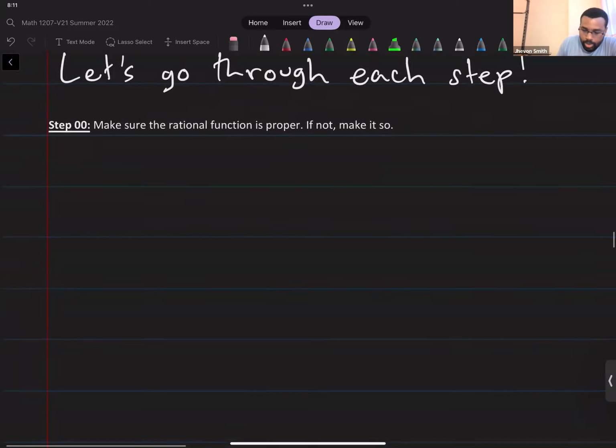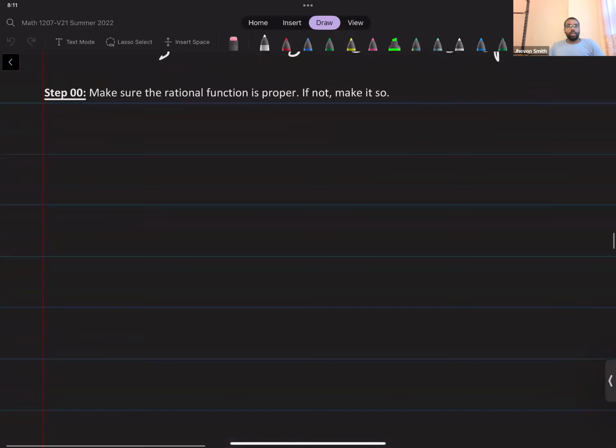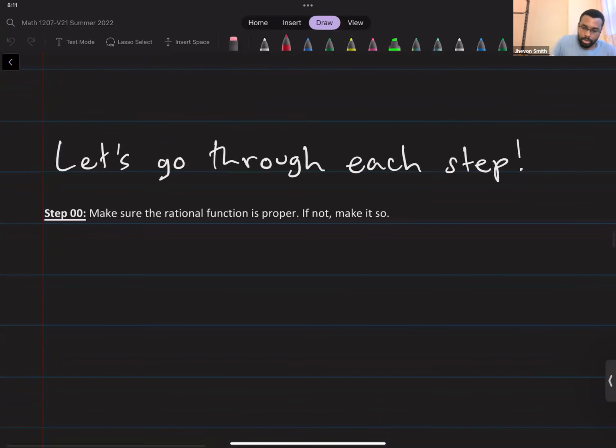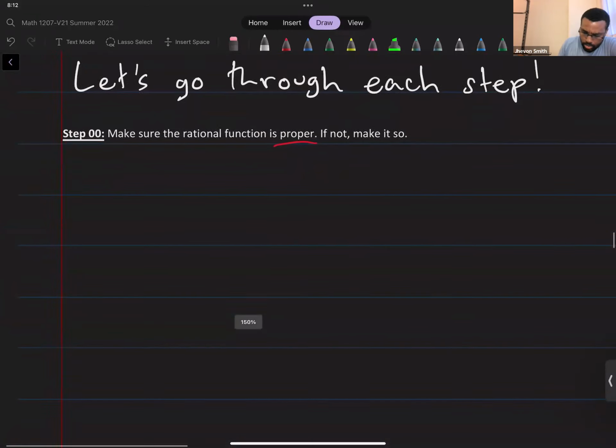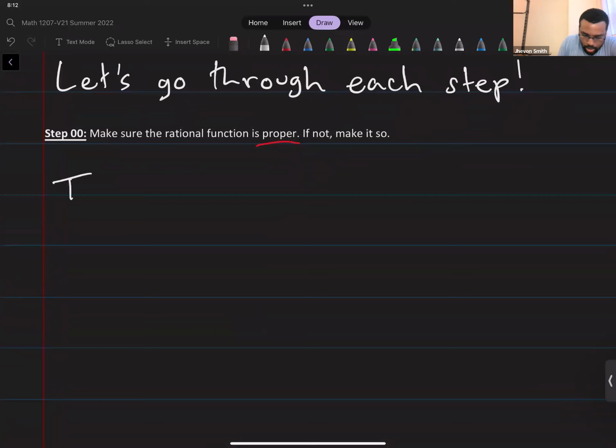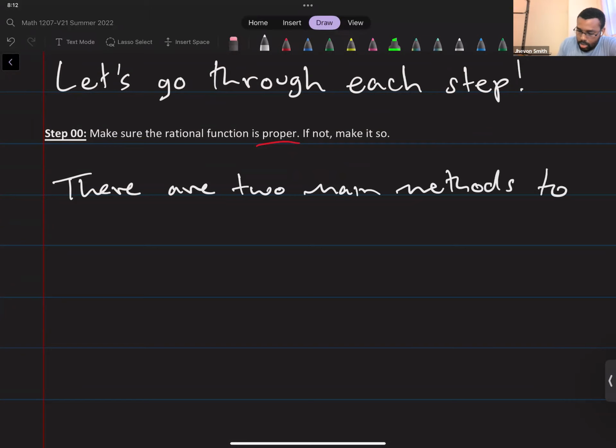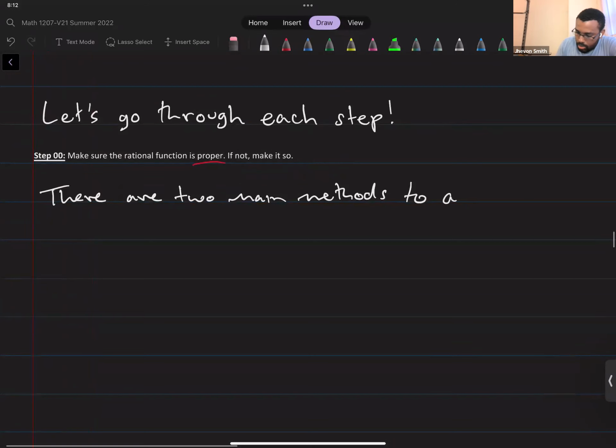All right, so make sure it is proper, very important. If it's not proper, make it so. There are two main ways you can actually do this. There are two main methods to accomplish this.